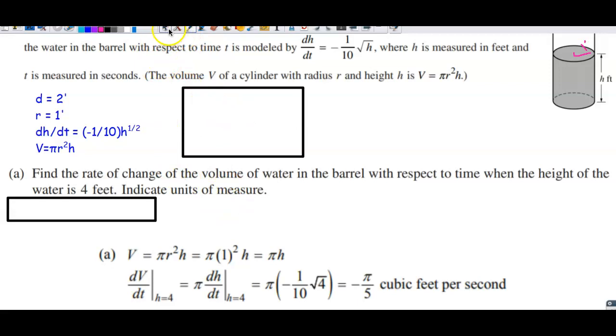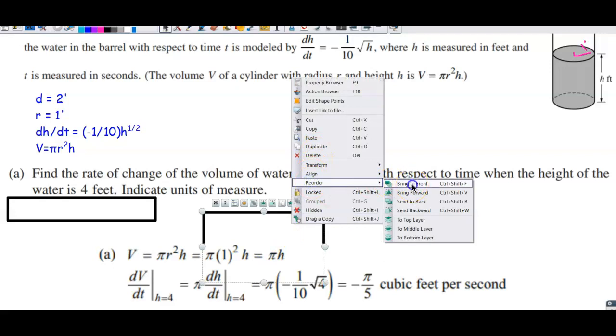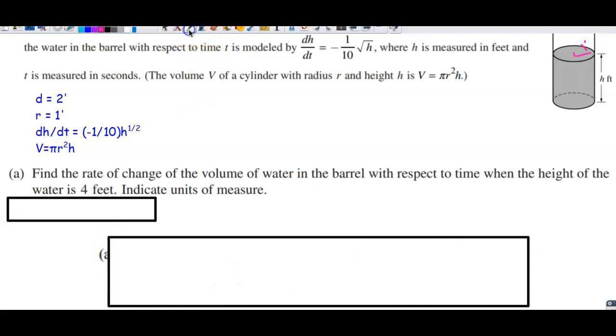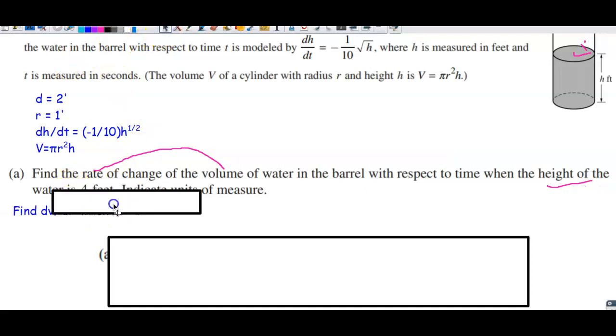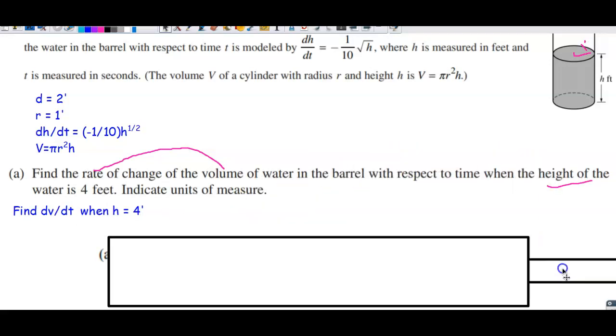So the next thing that we're going to do is find the rate of change of volume. So volume rate is dV/dt with respect to time when the height is 4. So again, reading with my pencil tells me that I am to find dV/dt, just like I said, when h is 4 feet. So this is what's telling me exactly what to do.